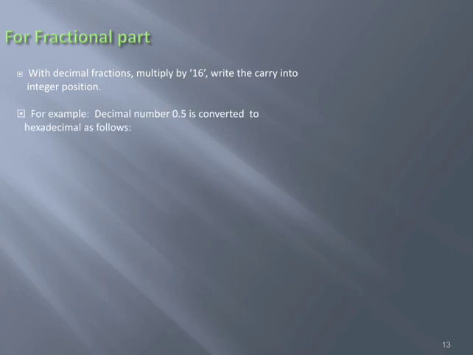Next, the fractional part of converting decimal number to hexadecimal number. Given a fractional decimal number, how to convert it into the equivalent hexadecimal number. In the case of the integer part, you divide the decimal number by 16, and in the case of the fractional part, you need to multiply the decimal number by 16. That is the only difference.